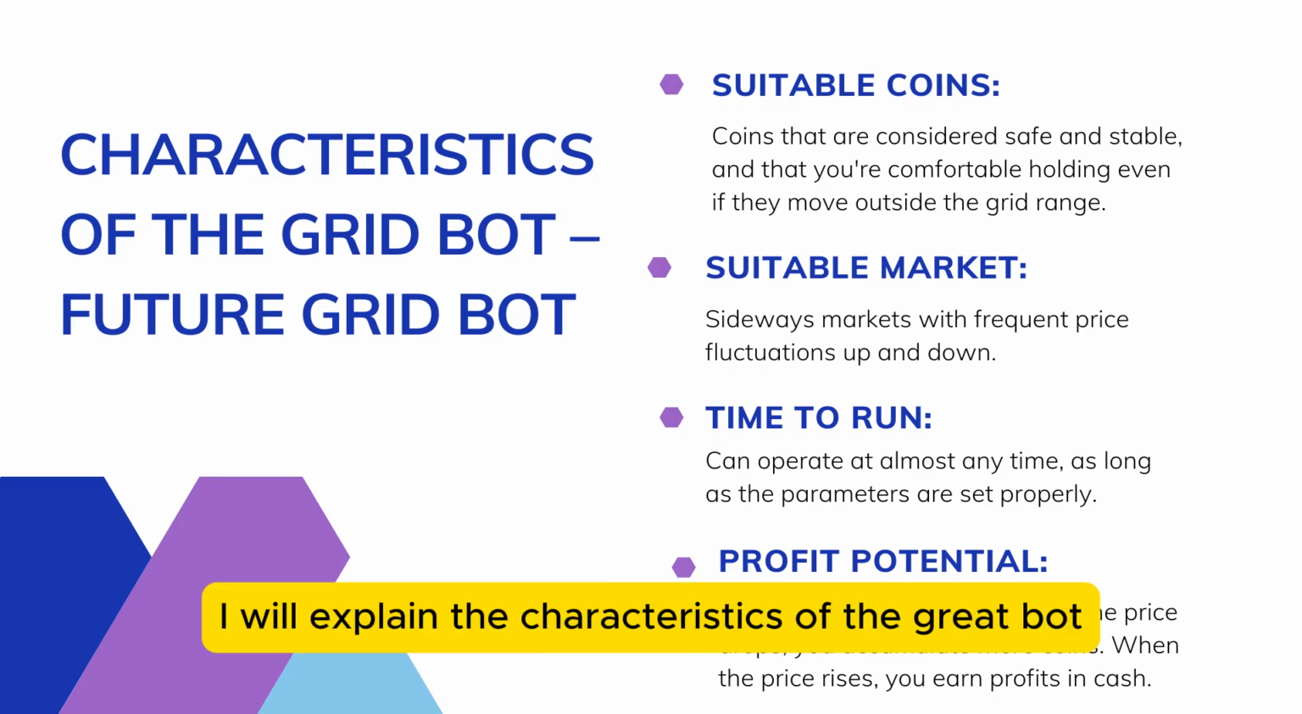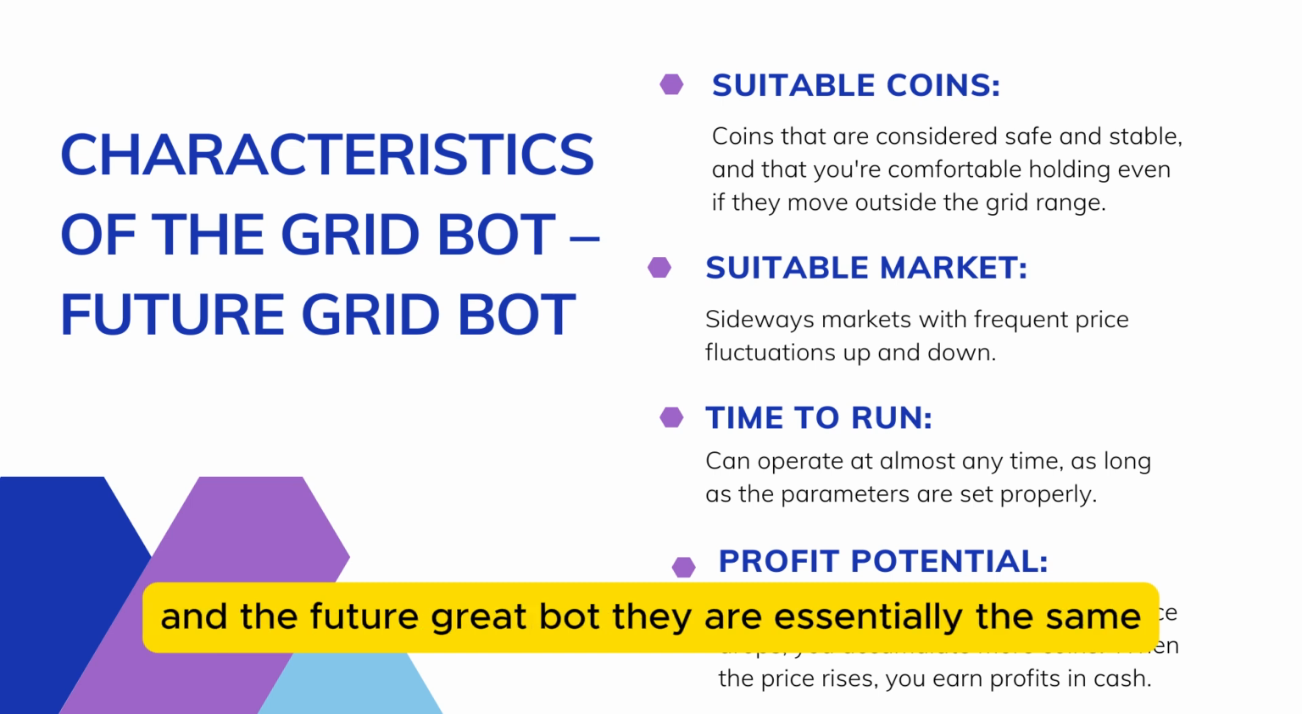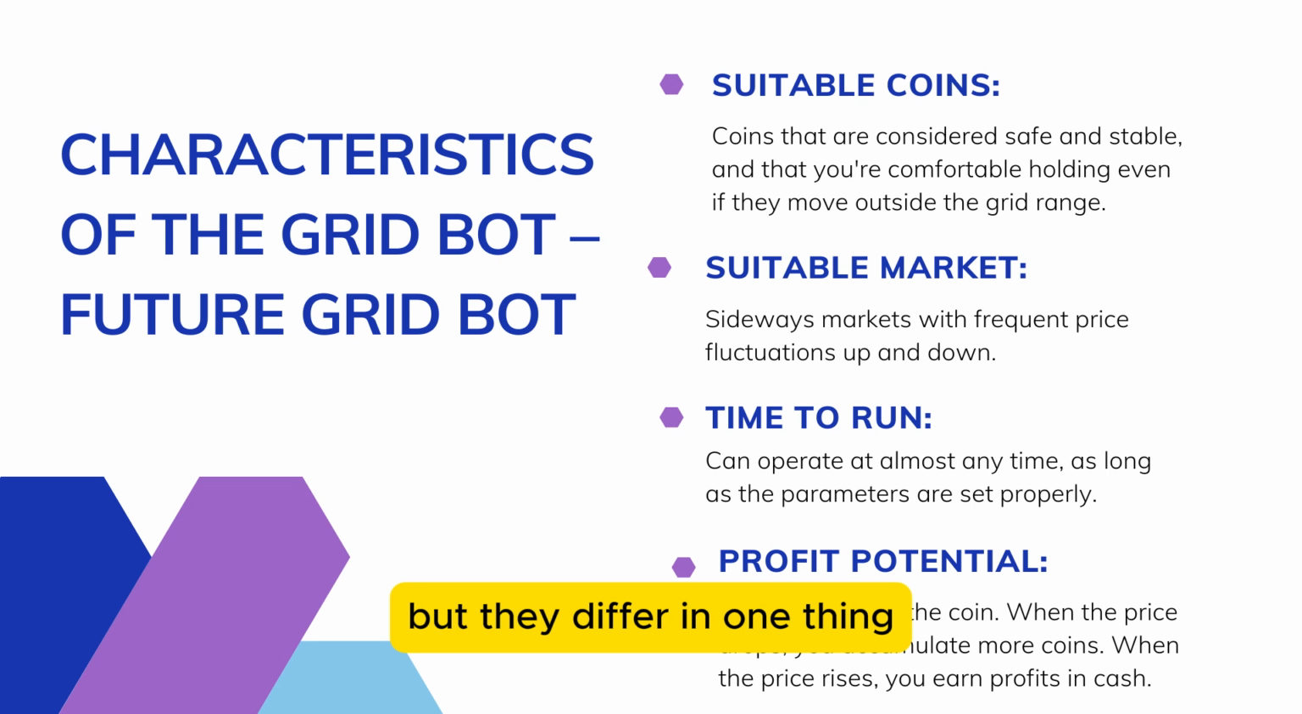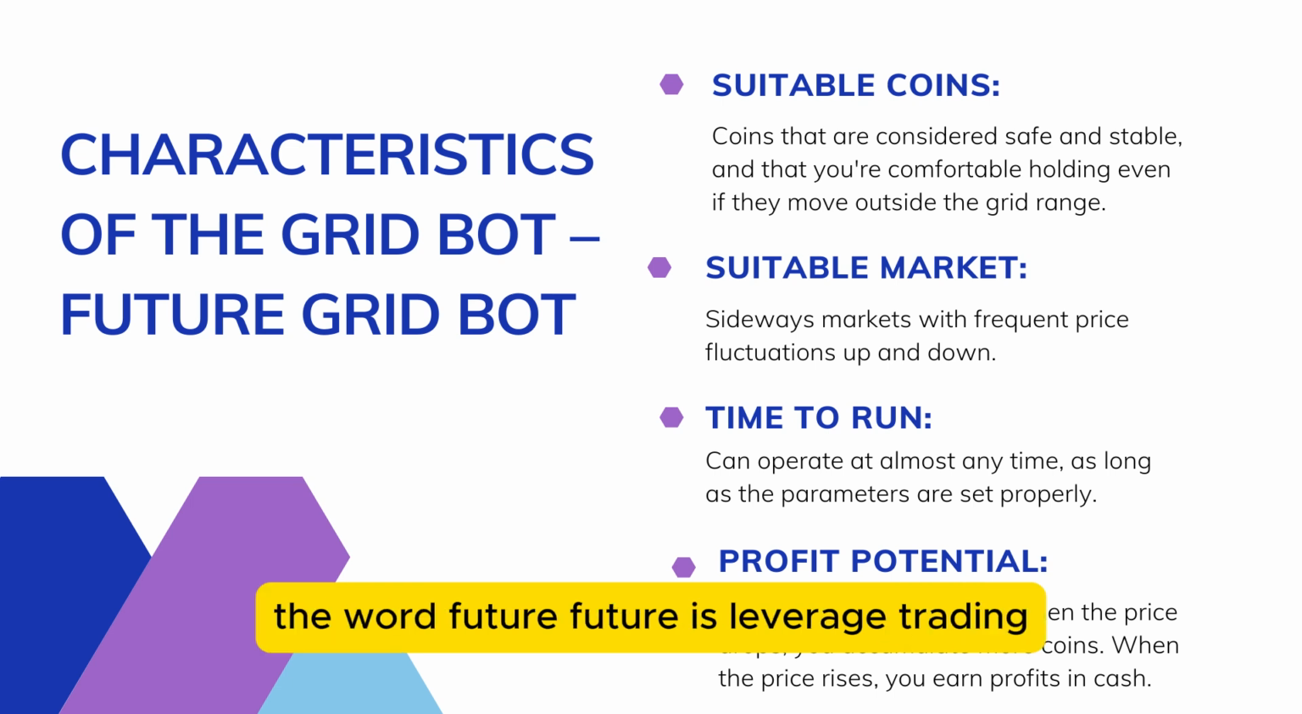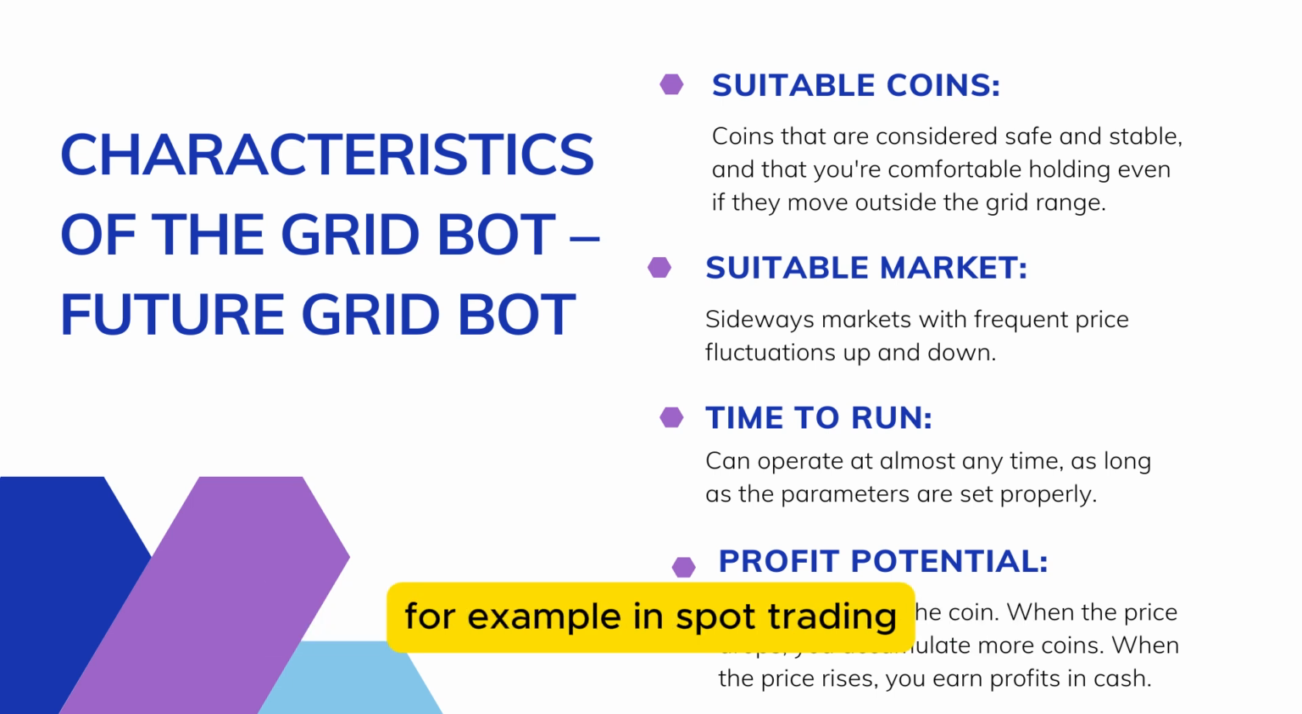Next, I will explain the characteristics of the grid bot and the future grid bot. They're essentially the same, but they differ in one thing: the word future. Future is leverage trading. For example, in spot trading, if you have a coin that is x2 and go to the future bot and turn on 5x, then it becomes x10. If it's x10, then it becomes x20.